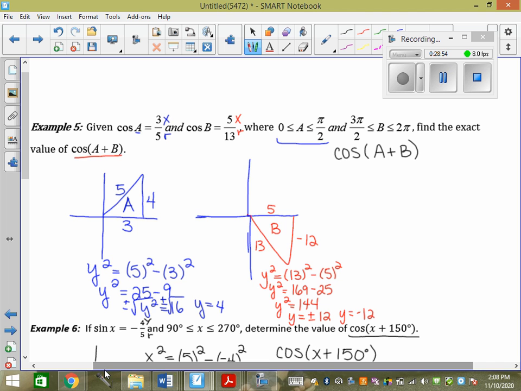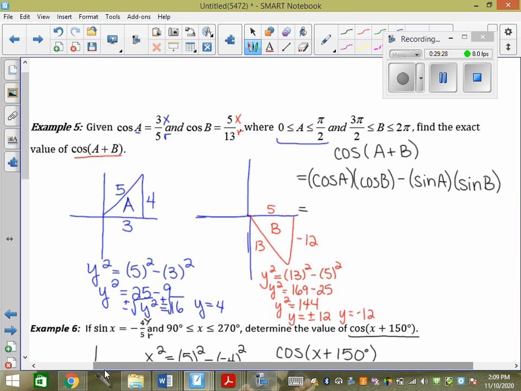And what you need to stop yourself from doing is distributing. Do not say cos A plus cos B. It is wrong. It is bad. You should get a really bad math ticket. Like at least a $1,000 ticket for doing that. So we're going to go to our formula sheet. And our formula sheet says cos A times cos B minus sine A sine B.